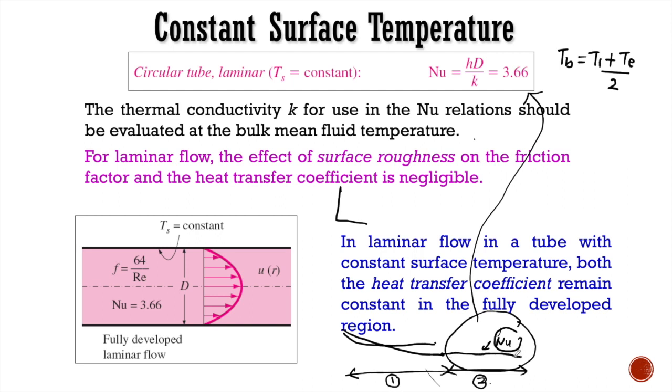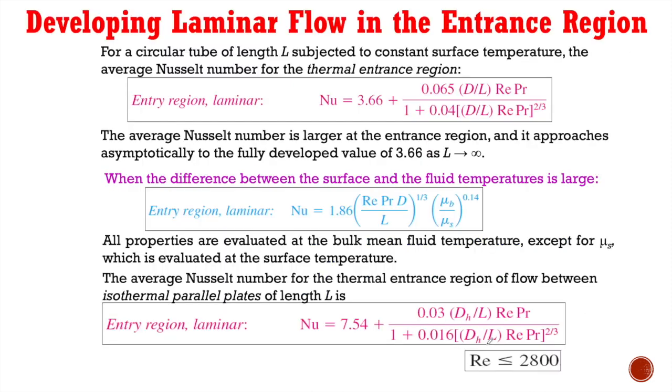If you have 10 meters length, and the hydrodynamically fully developed region starts from 5 meters, then for the other 5 meters the Nusselt number would be 3.66, okay, because the Nusselt number would be constant. So what about the entrance region? For the entrance region, we have another type of equation that can be used in order to determine the Nusselt number.